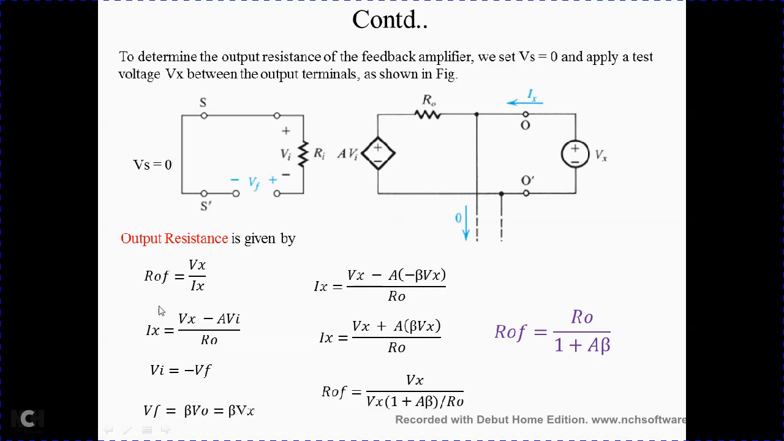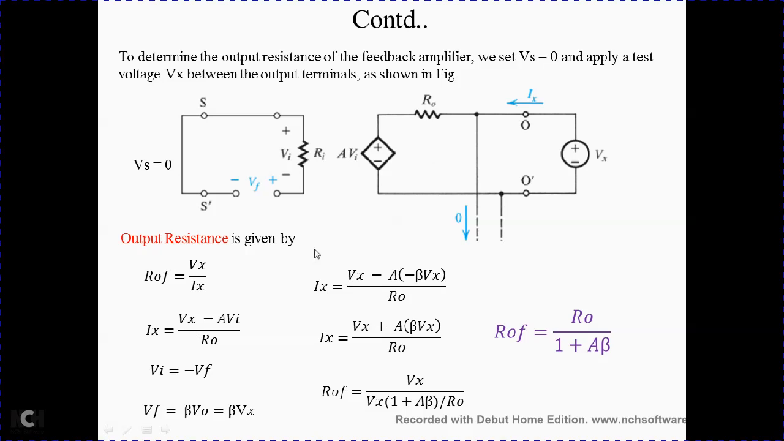Now the output resistance R0F is equal to Vx by Ix. Now we need to measure the output impedance. I am not interested in the input side, I am interested in the output side. So R is equal to V by I. What is V? The applied voltage Vx. What is the current? Ix.